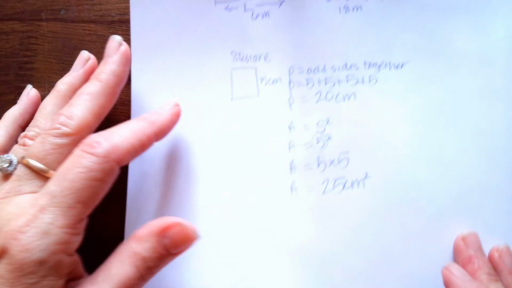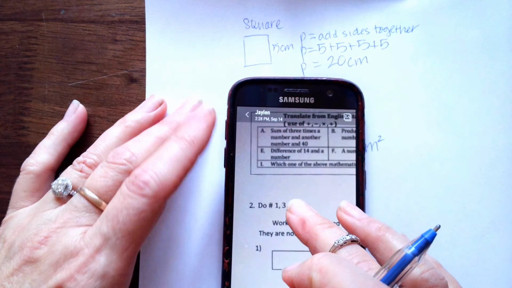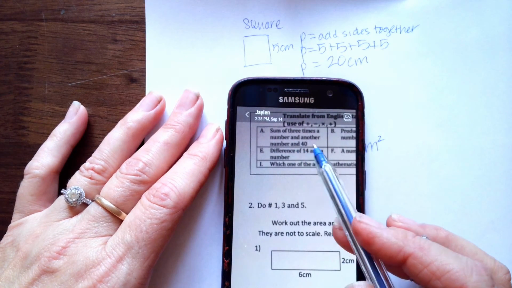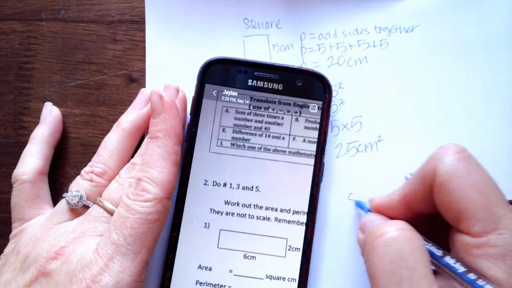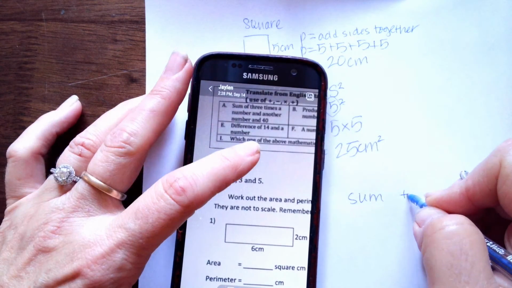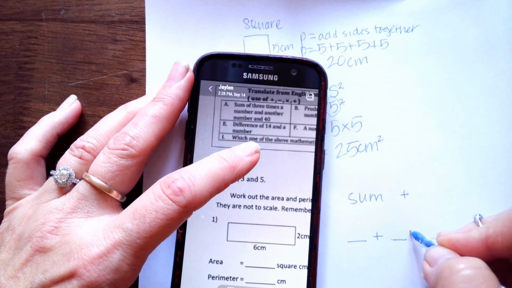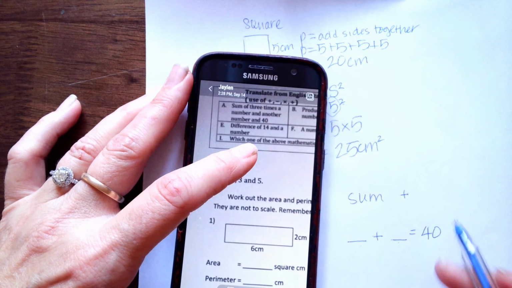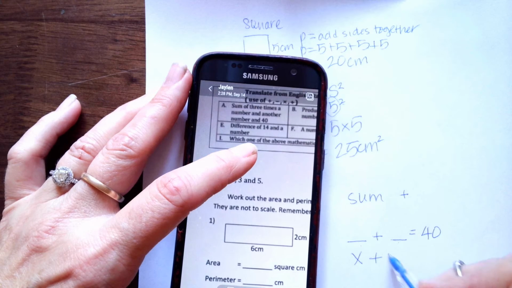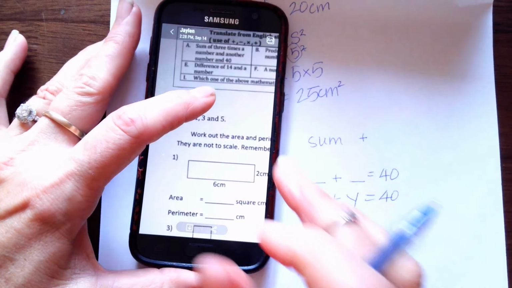I see that you're also translating from English these types of things. So the sum of 3 times a number and another number equals 40. So sum means addition. So what it's saying is you have a number plus another number equals 40. But in algebra, instead of just using blanks, we just do x plus y equals 40. So you pick 2 letters to stand for the something plus something.